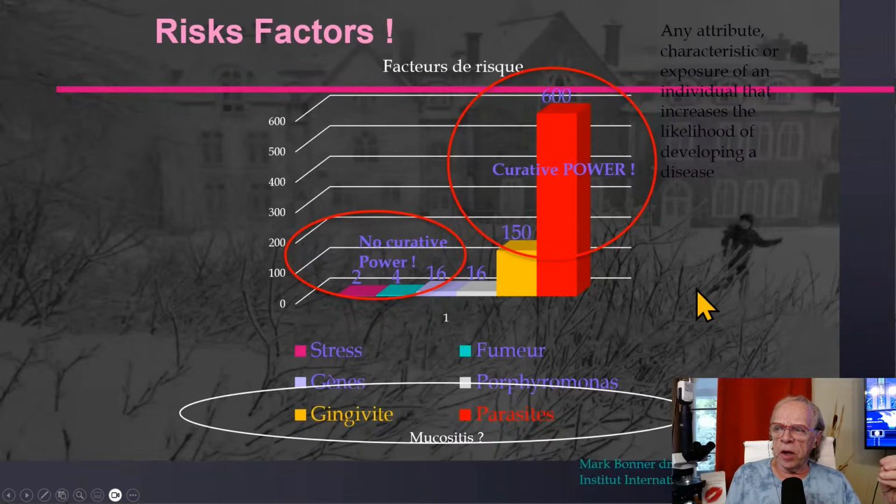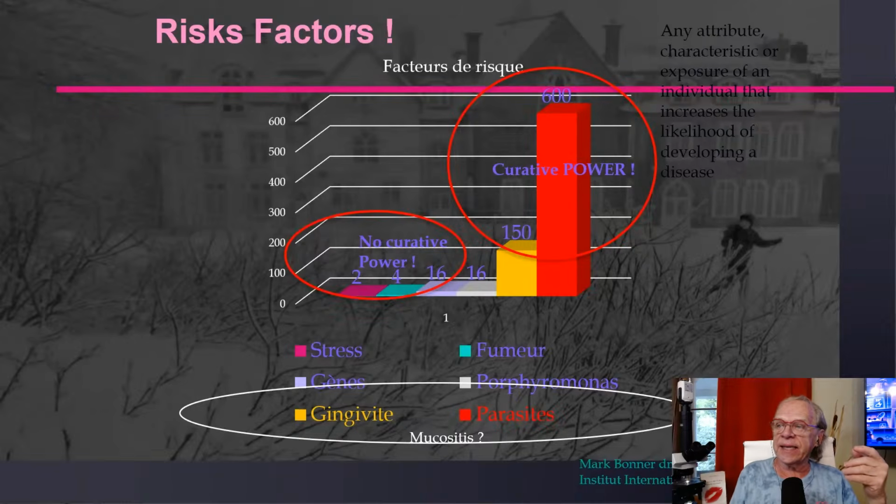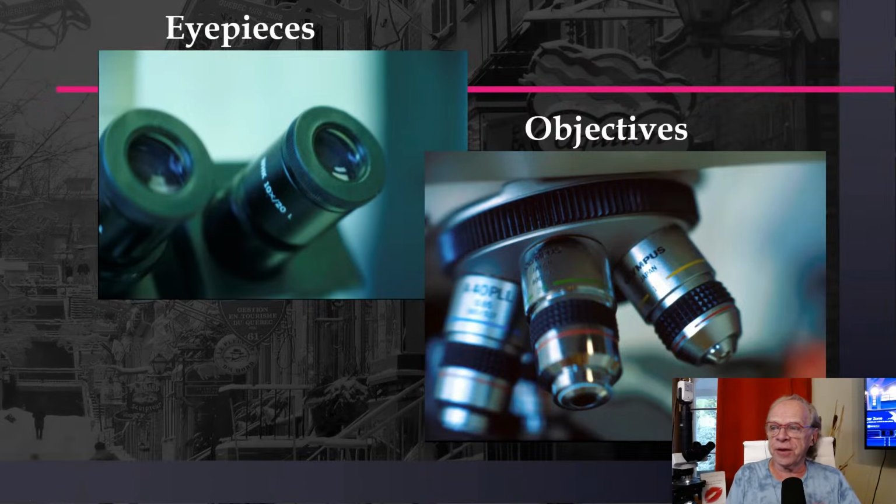So if you want to cure periodontal disease, you have to understand it's not stress, it's not smoking. If you stop smoking, that's good. But what you have to do is remove those parasites, because those parasites have a 600 times higher risk for gum disease, and gingivitis is the portal of entry. When you have gingivitis, it opens all the epithelial cells, and then the parasite gets in. So get rid of gingivitis and get rid of those parasites. This is how you cure periodontal disease.